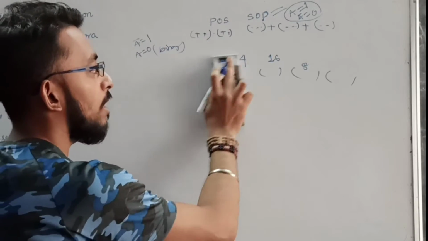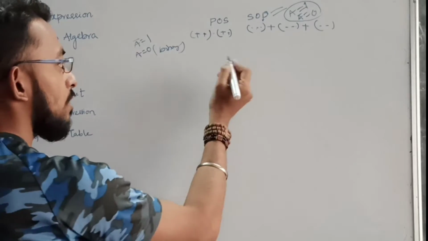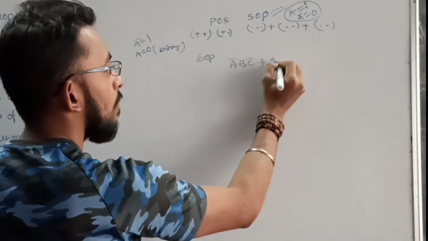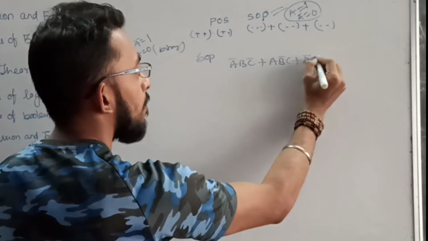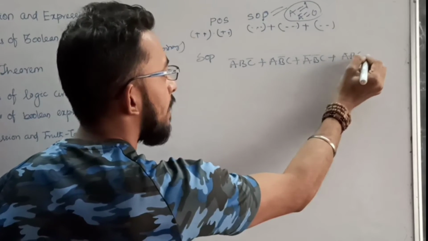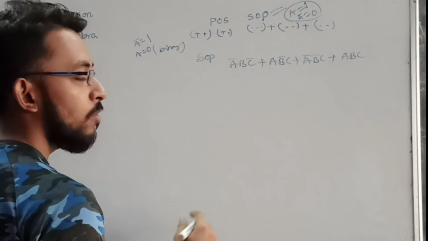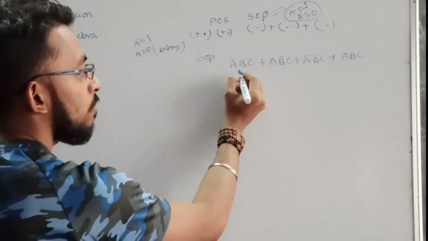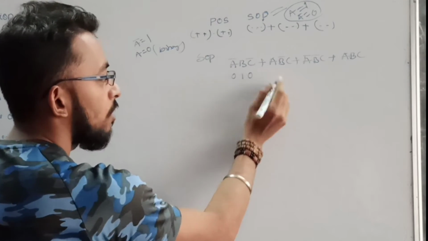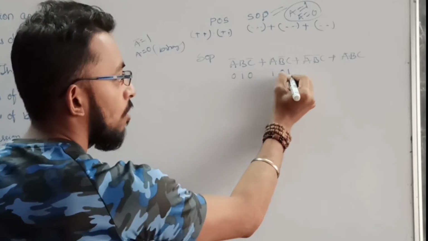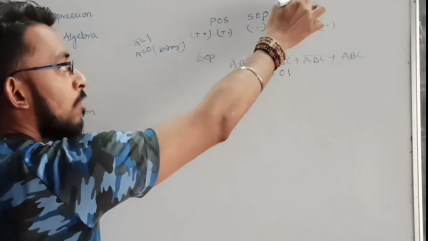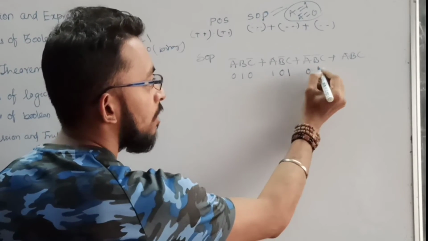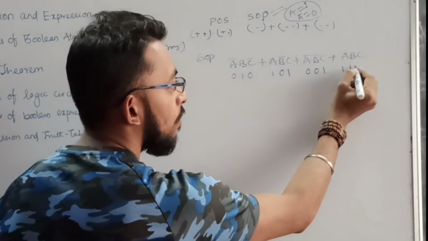Let me tell you using one example, then it will become easier. Suppose I have a SOP given as A bar B C bar plus A B bar C plus A bar B bar C plus A B C. Suppose I have this expression. So what you have to do is take the binary conversion of this SOP. What are the binary values? 0, 1, 0. 1, 0, 1. It is SOP, which means I am taking A equal to 1 and A bar equal to 0, similarly for B and C, for all the inputs. A bar means 0, B bar 0, C equal to 1. 1, 1, 1.